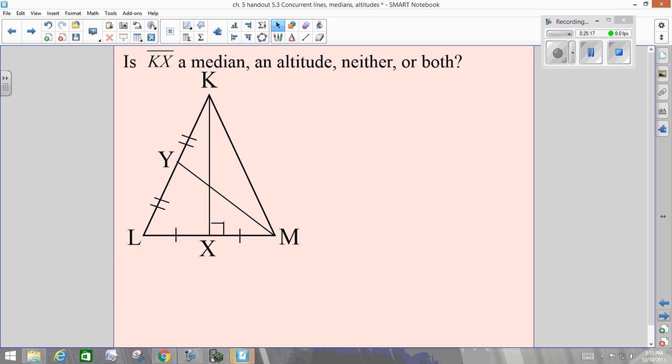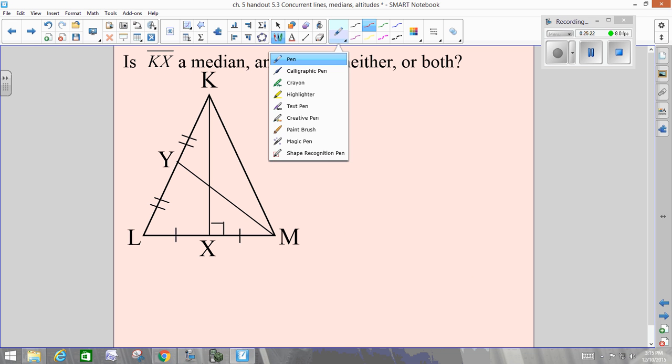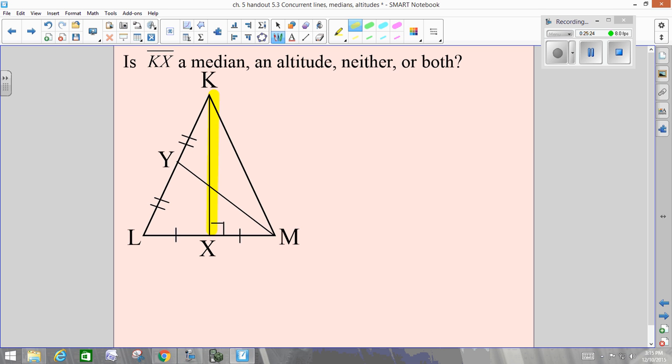Neat. Number 4 is KX a median, an altitude, neither or both? Why? Good. It's a median because it's hitting a midpoint, X. It's bisecting it, median. It's an altitude because it's perpendicular, so this one would be both.